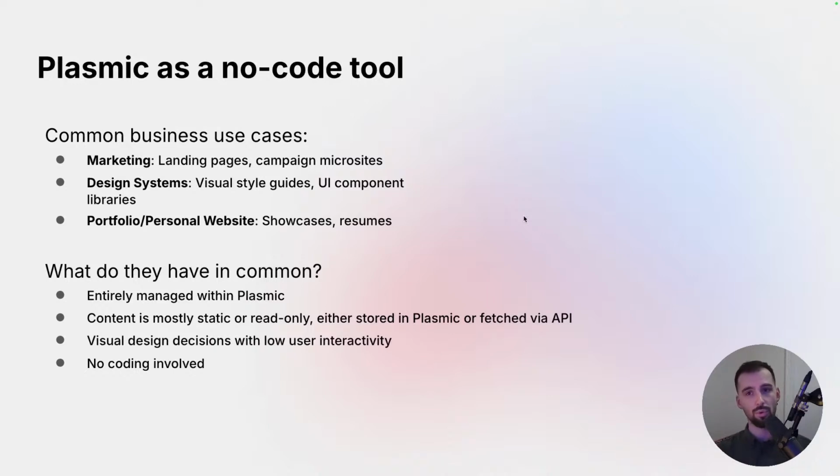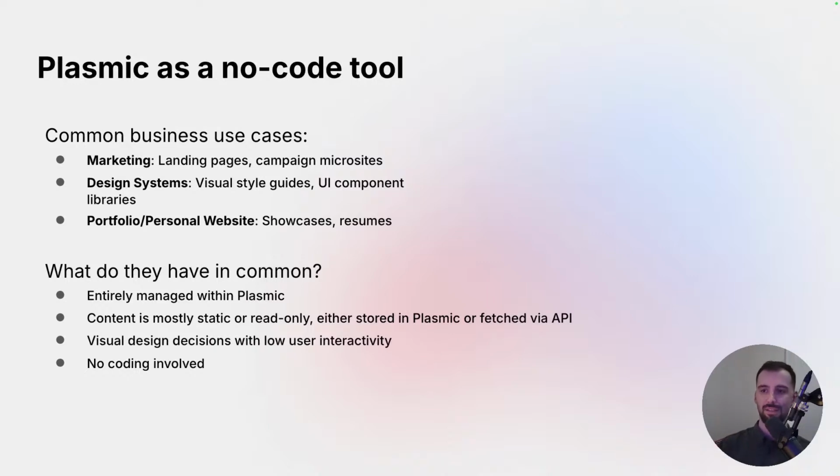So Plasmic as a no-code tool is ideal for projects where you don't need complex user interactions and or a lot of dynamic functionality. So think of marketing landing pages, portfolio websites, or even design systems, like internal design systems. Those are the situations where content is mostly static or simply fetched from an external resource without heavy modifications. Because everything is managed with Plasmic's visual interface, non-developers can create and update pages without ever touching the code.